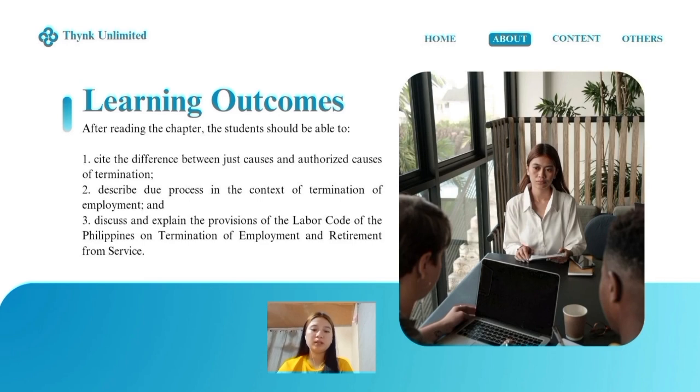So here are the learning outcomes of this topic. After reading the chapter, the students should be able to, number one, cite the difference between just causes and authorized causes of termination. Number two, describe due process in the context of termination of employment. And last, discuss and explain the provisions of the Labor Code of the Philippines on termination of employment and retirement from service.